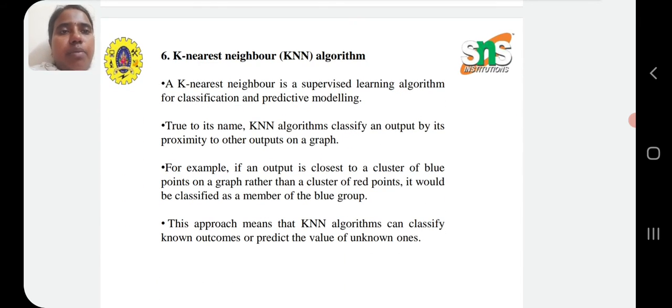K nearest neighbor, KNN algorithm. K nearest neighbor is a supervised learning algorithm for classification and predictive modeling. True to its name, KNN algorithms classify an output by its proximity to other outputs on a graph.